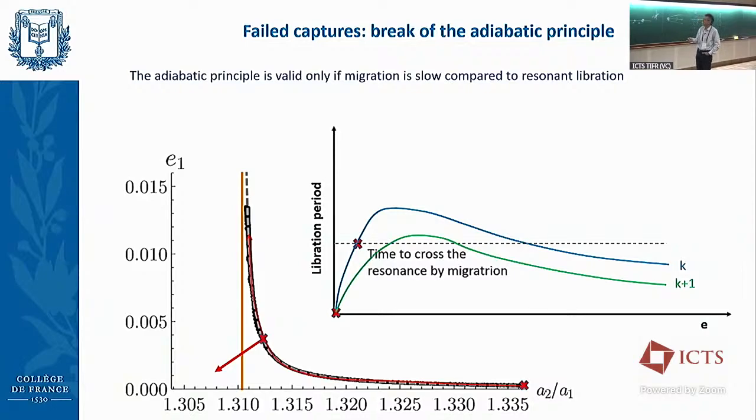So the new resonance, this was 2-to-1, say k equal to 2, and now k is equal to 1. Now k is equal to 2. So this is the 3-to-1 resonance.